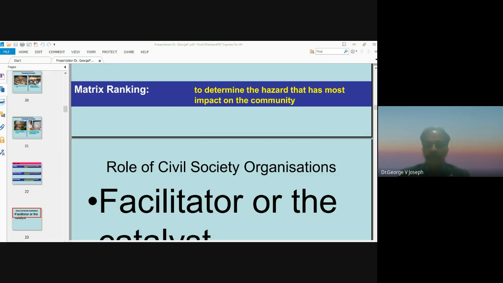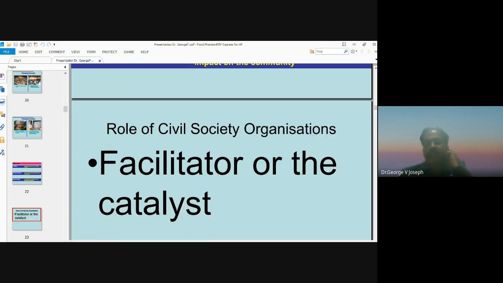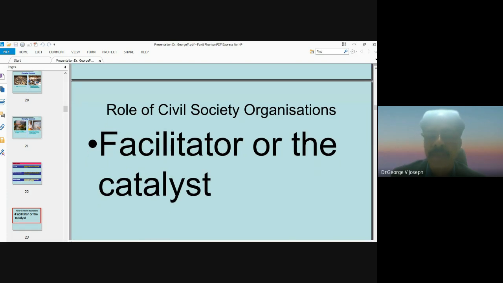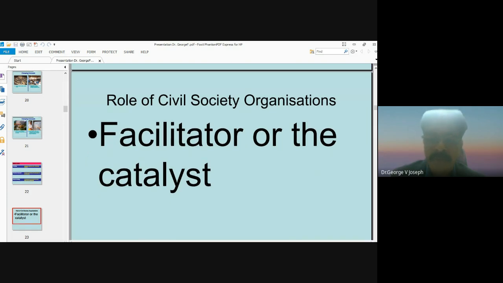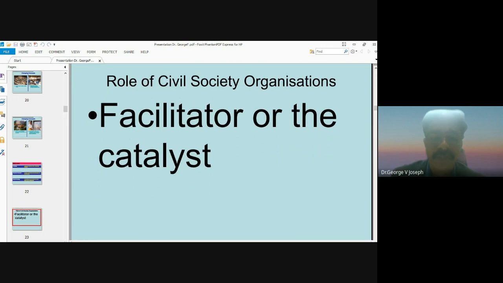Okay. So let us continue, and in the process, we'll share again. In this process, the civil society organizations, the NGOs, and community-based organizations need to act as facilitators. They have to work along with the people and act as facilitators. That is very, very important. That is an important role in many disaster situations.